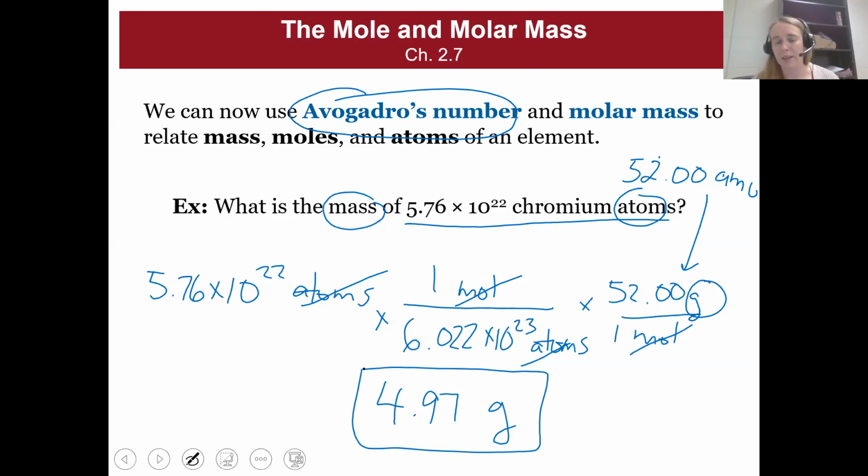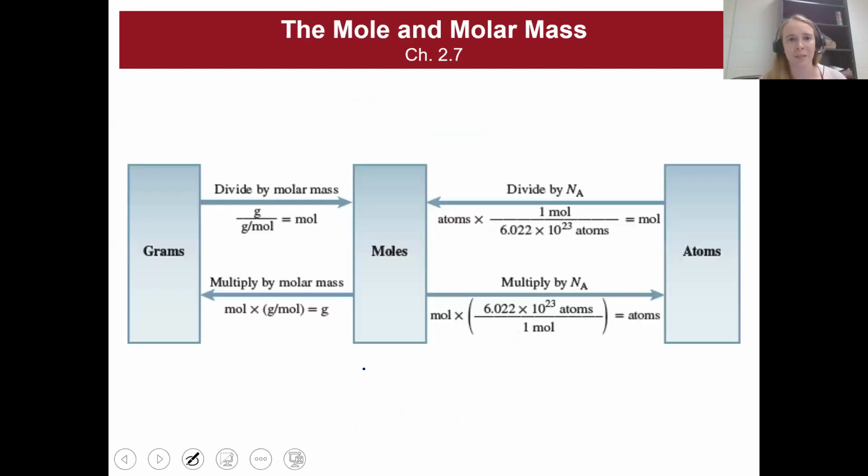Cool. So that is definitely a mass you can measure on a balance in the lab. That's awesome. That is how much 5.76 times 10 to the 22nd chromium atoms weigh. Not that we could ever count 5.76 times 10 to the 22nd chromium atoms. Cool, huh? It's unit conversions, and now we're learning about moles and mass and putting it all together. It all adds up.